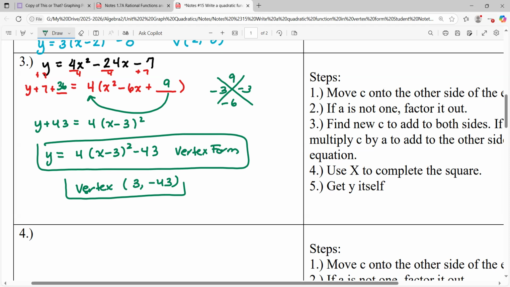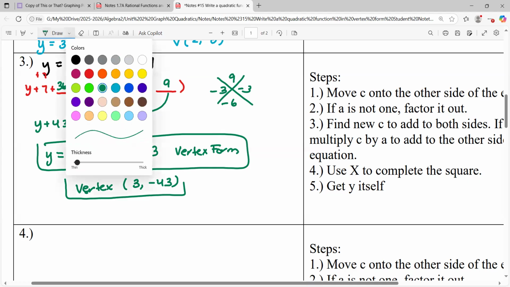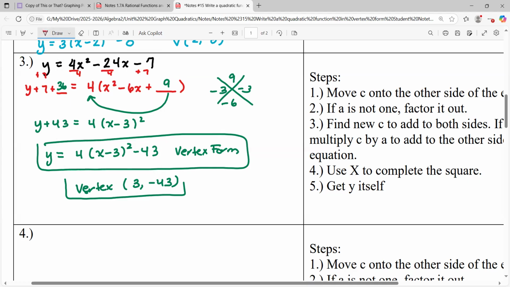Let's try one more because we had so many mistakes all over the room today for that problem. Too many. Okay, number 4. y equals 5x squared plus 10x minus 3.